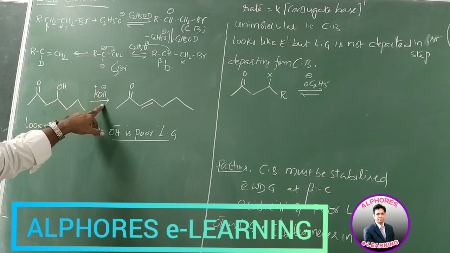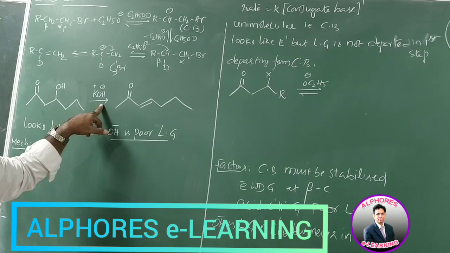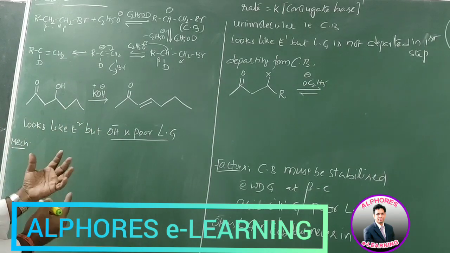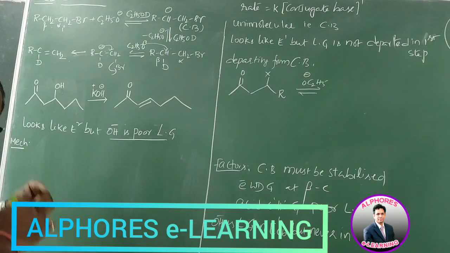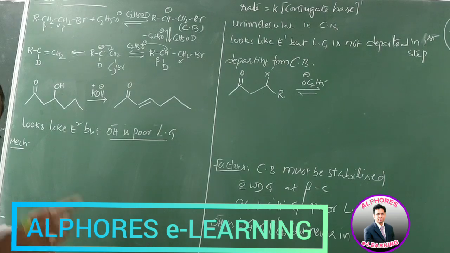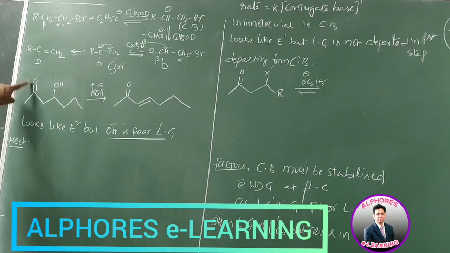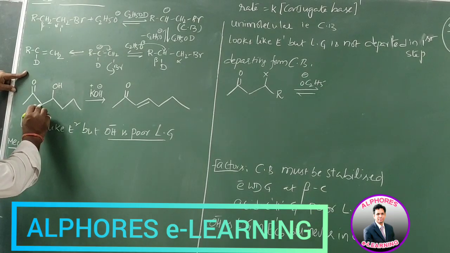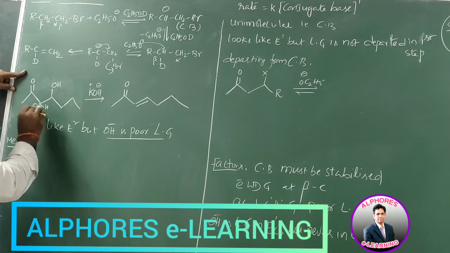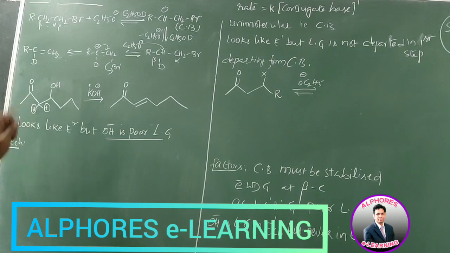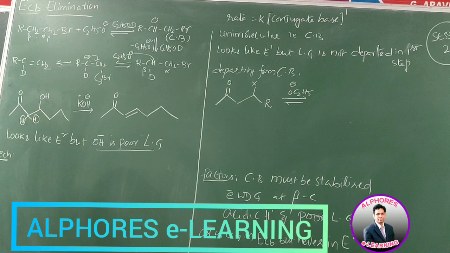So this OH minus abstracts proton where the resultant negative charge can be stabilized. In other words, we can say, where negative charge can be stabilized, that particular hydrogen is more acidic. Now here, with respect to this C double bond O, this carbon we call alpha carbon, and this alpha carbon containing hydrogens are acidic. Now OH minus abstracts a proton from here.